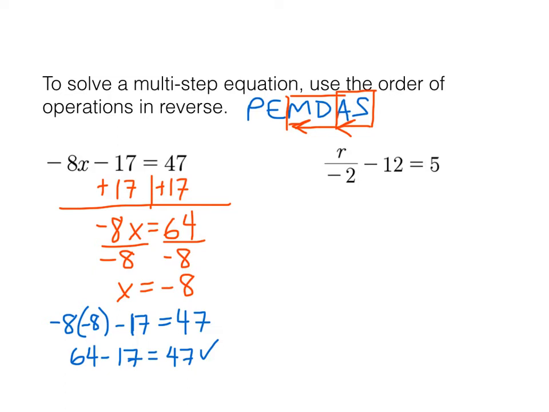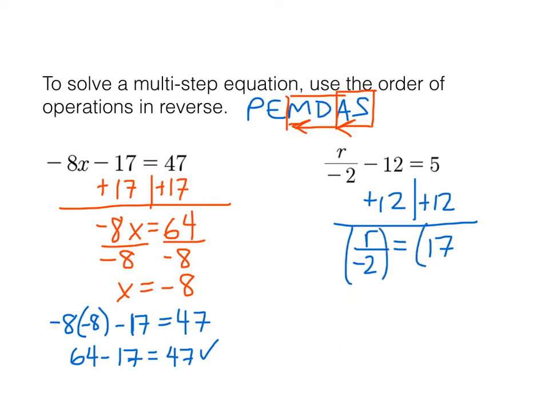How about this other one? Again, we have two operations: we have division, we have subtraction. We're going to work again, reversing first the subtraction by adding 12 to each side. That's going to give me 17 here. R divided by negative 2, or r over negative 2, is equal to 17. Now I'm going to reverse this division. We're going to show multiplication not with a dot, but with parentheses. This is going to come in handy. It's another one of those habits to get into. Show that multiplication with parentheses. That means r equals negative 34.